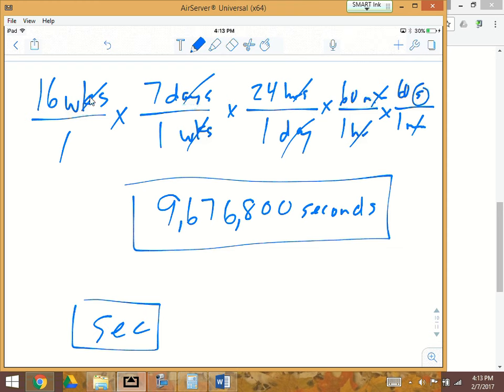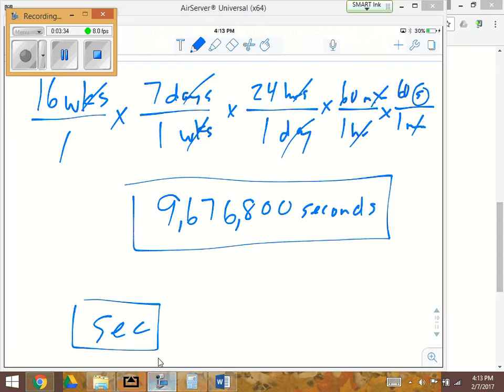Again, what we had, we want to get rid of, so we put it on the opposite side. So we had weeks, we put weeks on the bottom, days on the top. Then we want to get rid of days, so we put days on the bottom, hours on the top. Then we want to get rid of hours, so we put hours on the bottom, minutes on the top. Then we got to get rid of minutes. We put minutes on the bottom, seconds on the top, and that's what we wanted, so we were done. Okay, so we just got to keep plugging away.